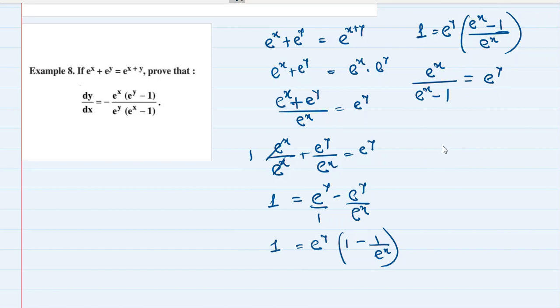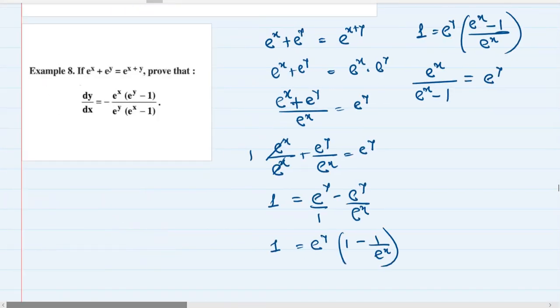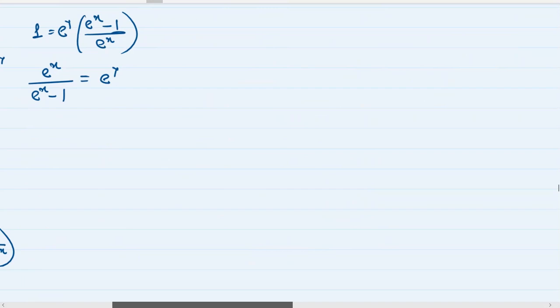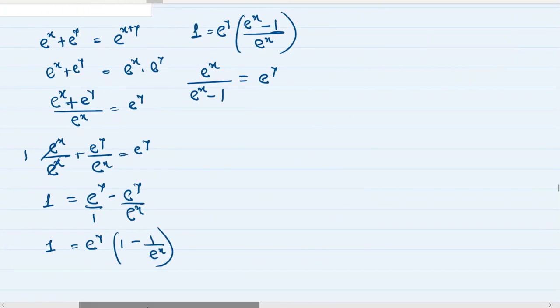Now we can differentiate with respect to x if possible. Of course it is possible, there is nothing impossible, but on differentiation what you are going to get, that we don't know. Yeah, you should get this, so let's see what we get. Okay, so we have e raised to y is equal to e raised to x upon e raised to x minus 1.